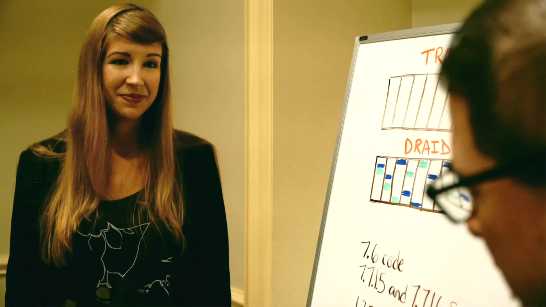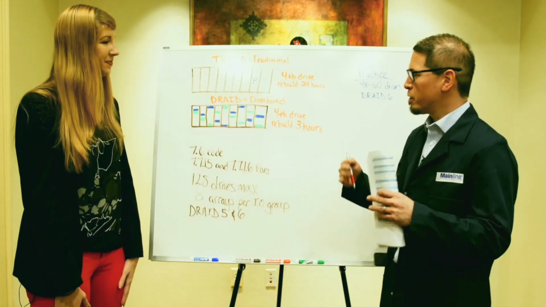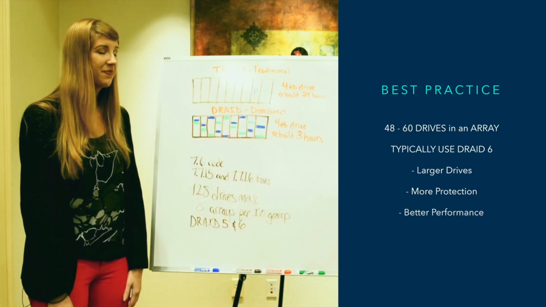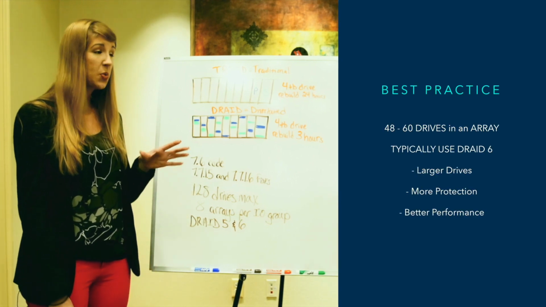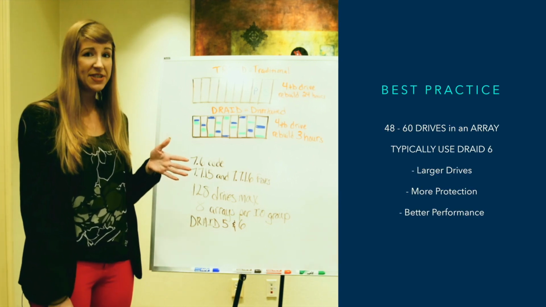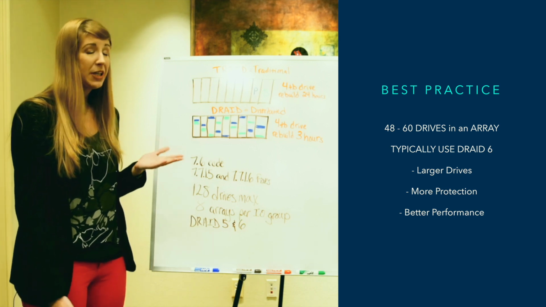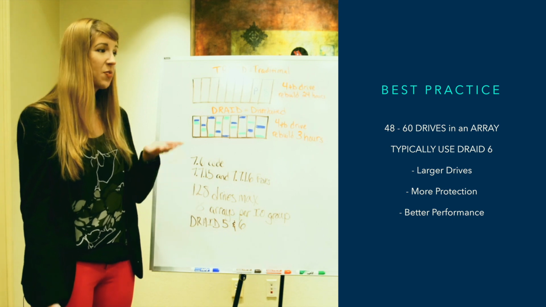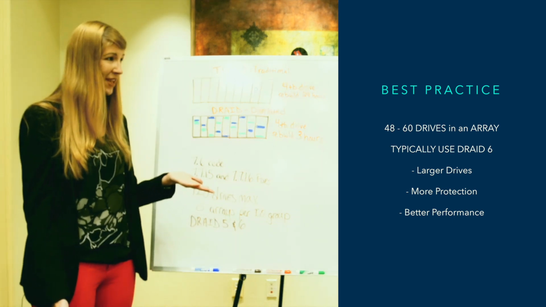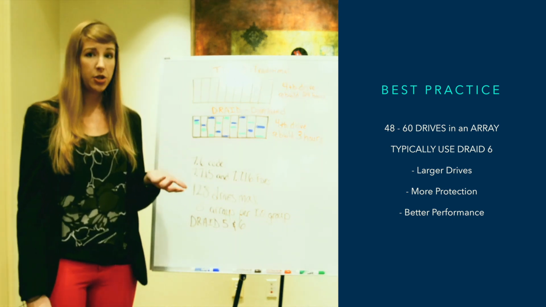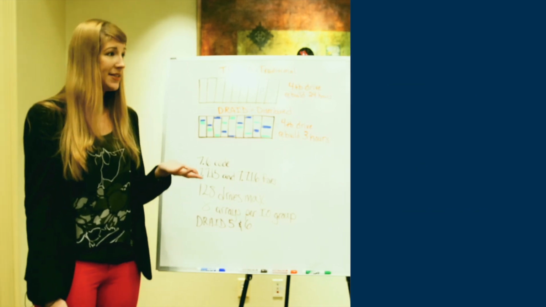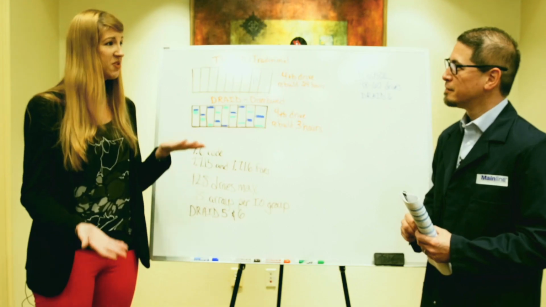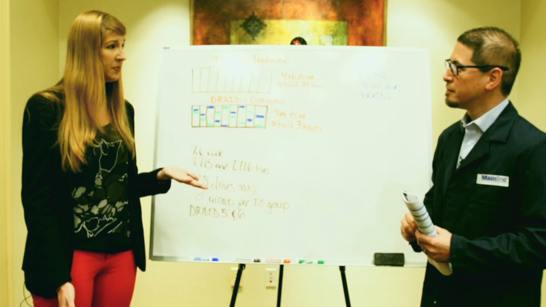Okay. So, okay, we got through this. I'm at the right code level. What are some of the best practices when I go ahead and do this? Best practice has a sweet spot of 48 to 60 drives in an array. And typically you want to use DRAID6 because, again, larger drives, more protection, and better performance. And you can use smaller drive sets. SSDs, for example, you can use somewhere around 20, and that's still fine.